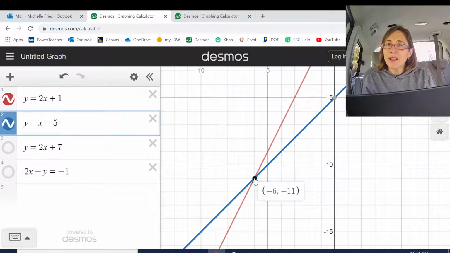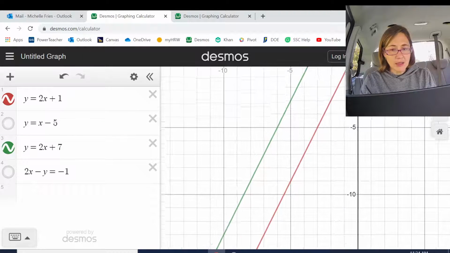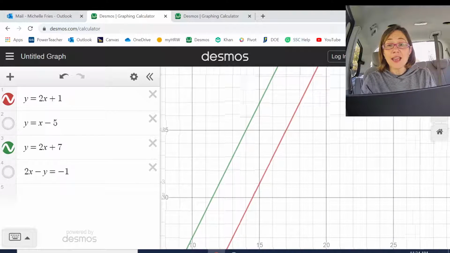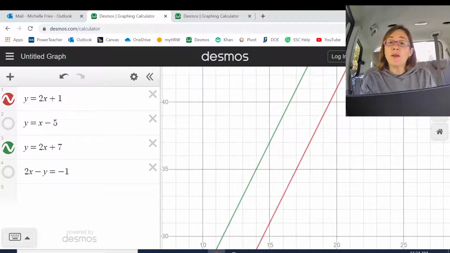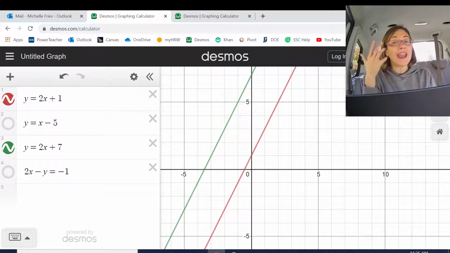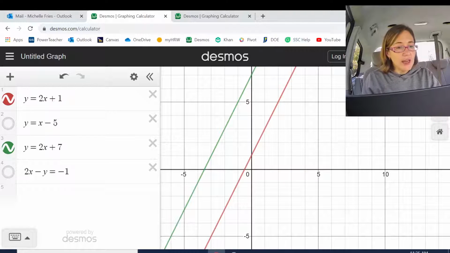Now, is that the only way that lines can interact? No, we had some other cases, the other weird cases that can show up. So we might have a system that looks like this. No matter where I scroll, these two lines are staying parallel to each other. If I'm looking for a point that would be on the red line and the green line simultaneously, can I find a point like that? No. So we would say that this system has no solution.